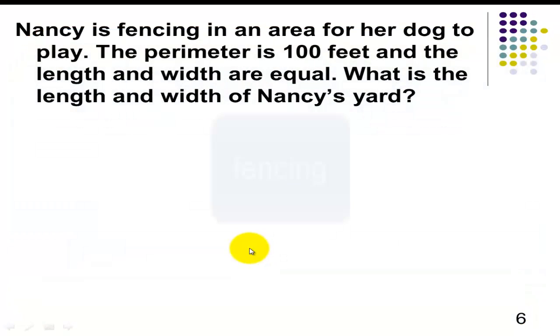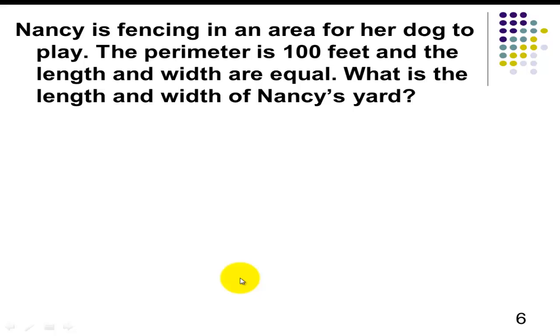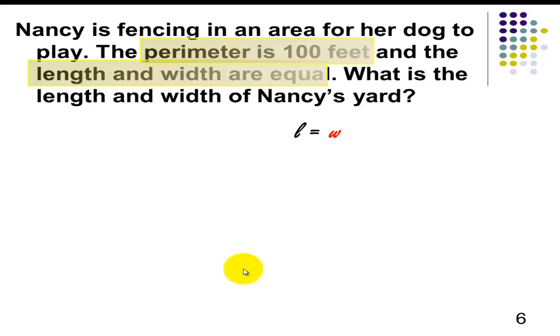Alright, let's have our next problem. Nancy is fencing in an area for her dog to play. The perimeter is 100 feet and the length and width are equal. What is the length and width of Nancy's yard? Again, the given is that length and width are equal, so we can say L is equal to W. Perimeter is 100 feet, so P is equal to 100. Now, what is the length and the width?